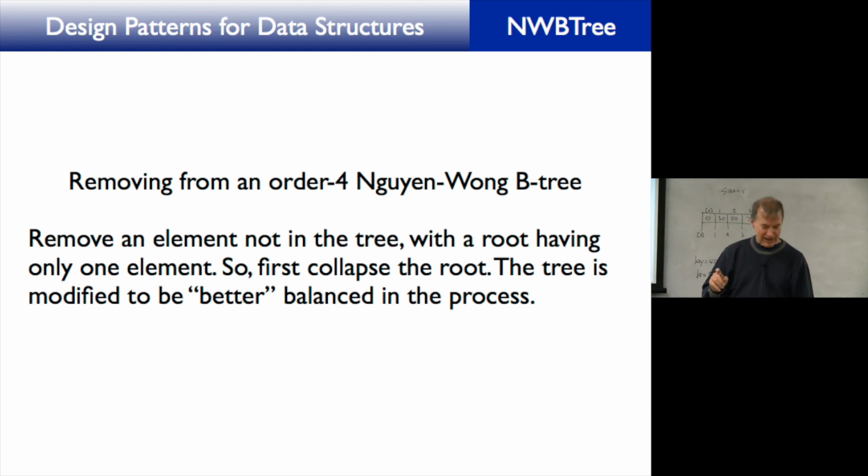So remove an element not in the tree, with the root having only one element. Okay? The tree is modified to be, quote, better balanced in the process. So check this out. This is really neat.